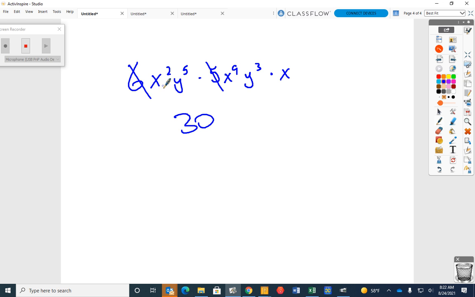What's next? Put a variable on the x. So x to the second times x to the ninth, which is what? X to the what? X to the second times x to the ninth is what? 11. Okay, and times another x to the first would give me what? 12th. Good. Dealt with this. Dealt with this. Dealt with that. What's left? Y to the 5th. Y 5 plus 3 would give me what? 8. How many of you got that right? Okay, so we're good on this. All right. Excellent.